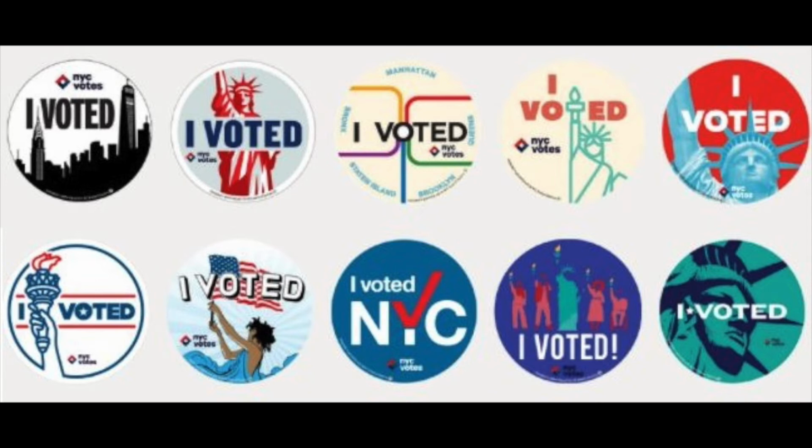I really like the one in the middle bottom that says, "I voted NYC." I think it's really clever that the artist who designed this turned the Y into a check. So you can be a little playful with the lettering as well there. The one that actually won this year is the one in the top middle, where you have the different subway lines that say, "I voted." It's not my favorite, but I think it looks really good too.